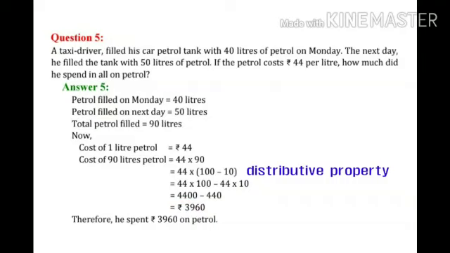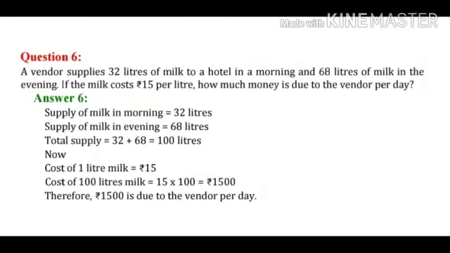We can also do it simply, directly 44 into 90 gives our answer, but as we learned an easy method, the distributive property, we can apply it. So we write 90 as 100 minus 10, then apply the distributive property: first multiply 44 into 100, then 44 by 10, and subtract both of them. Here he spent rupees 3960 on petrol.